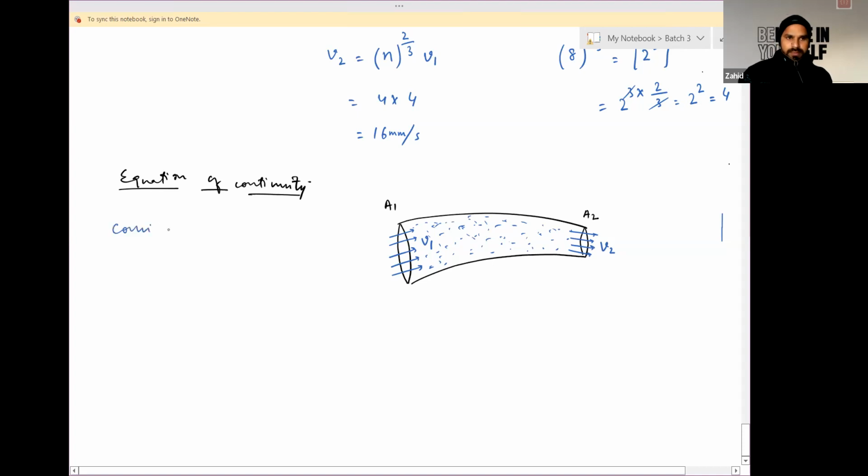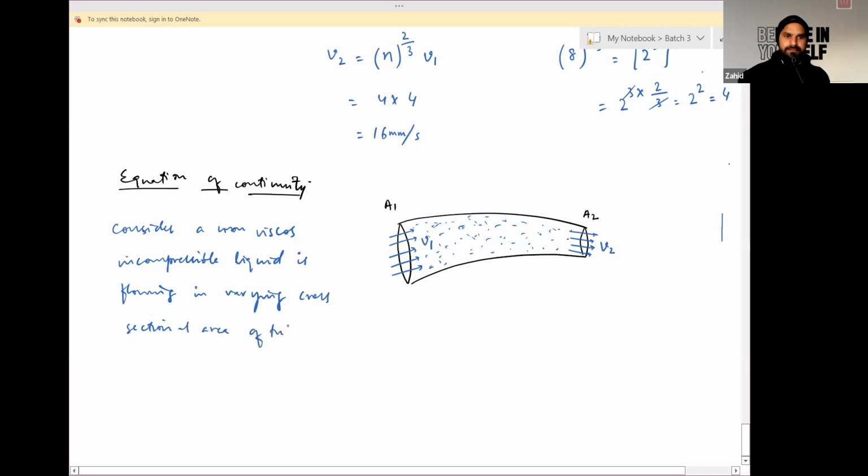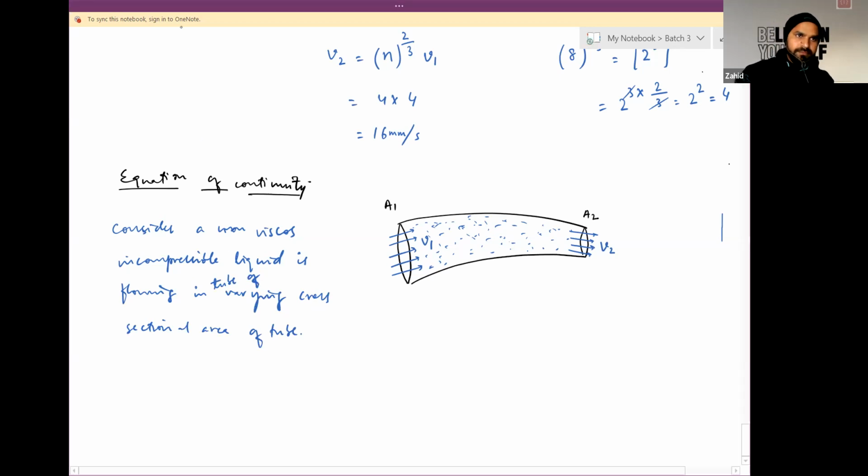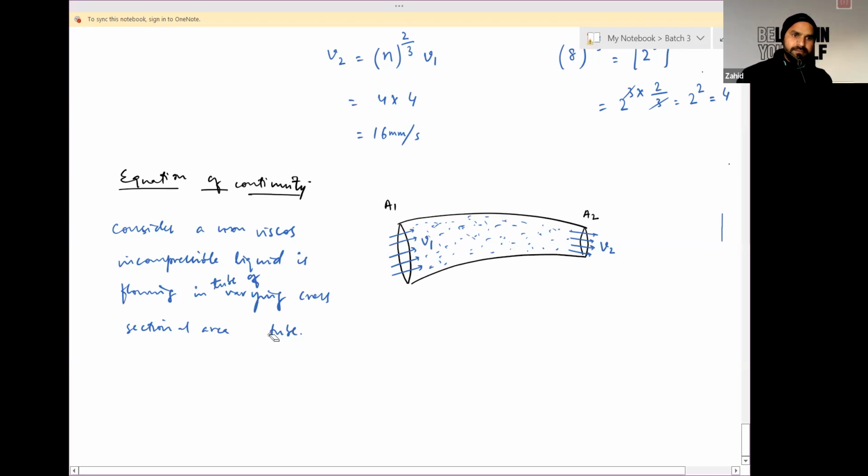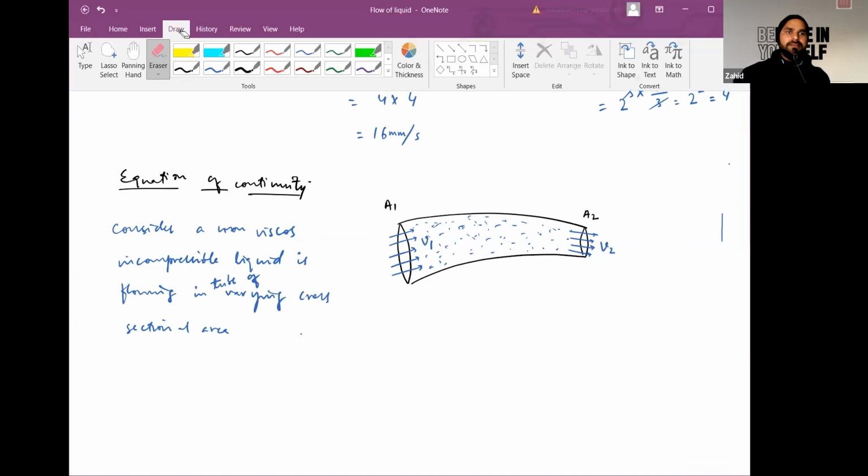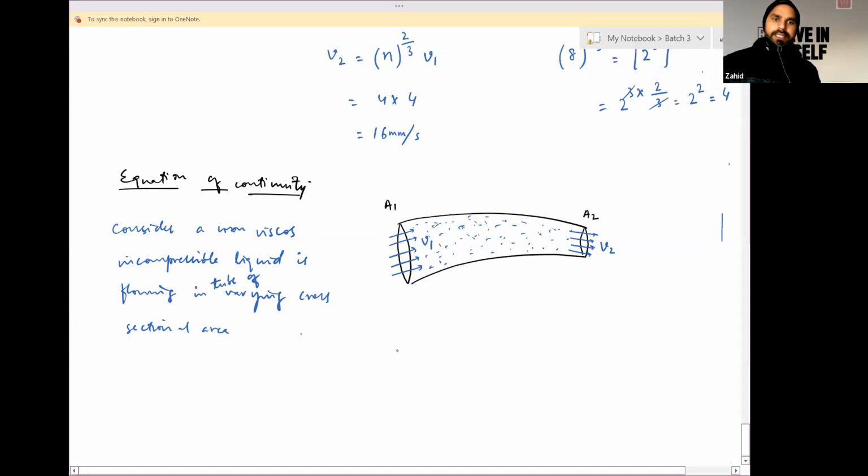So consider a non-viscous, incompressible liquid flowing in a tube of varying cross-sectional area. So we have to calculate area and velocity, or the relation between them.